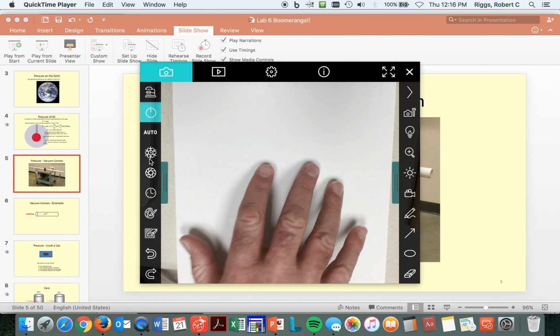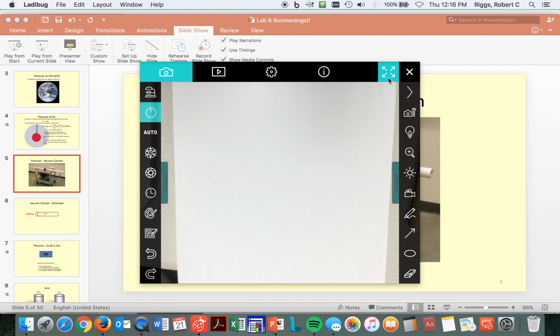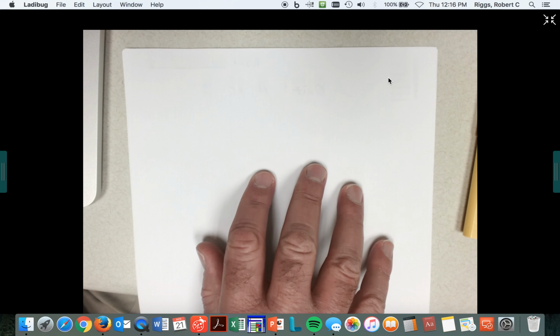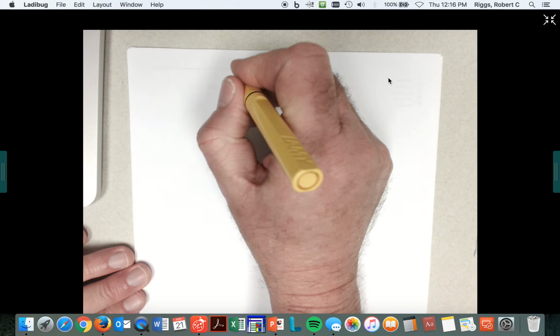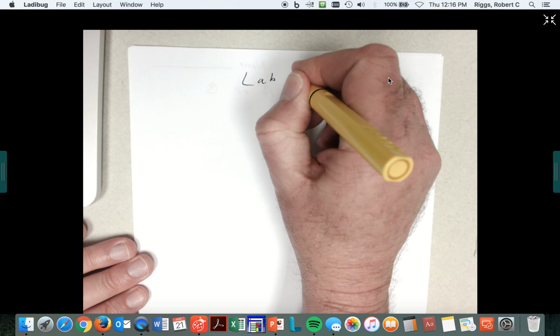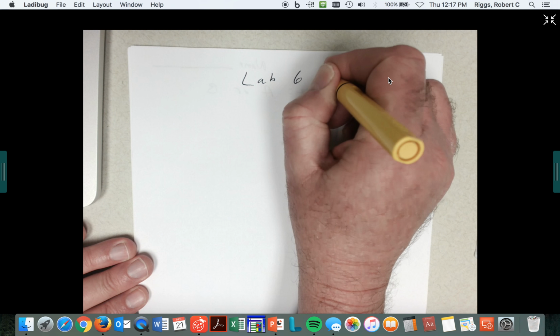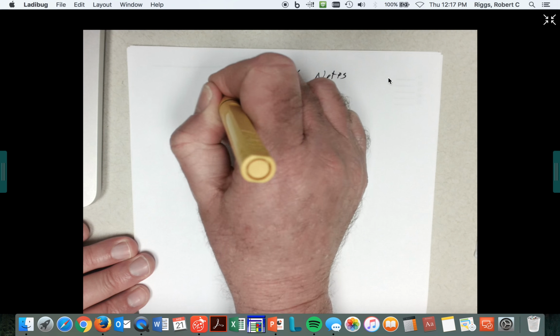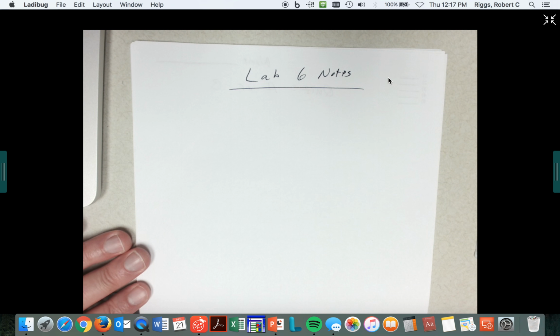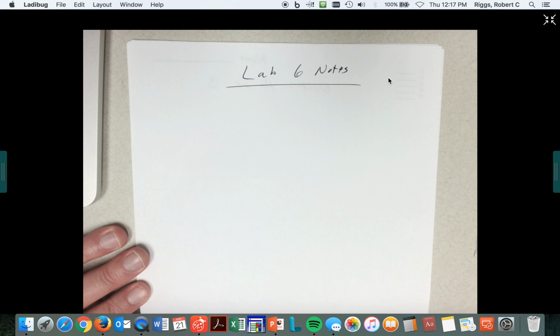Okay, all right, this looks like it's going to work. I think we better get some Lab 6 notes done here, so that we can include these in the thing. I just put new ink into my pen, so it should last.